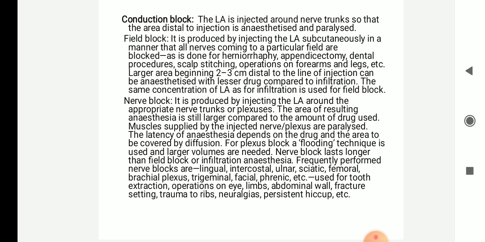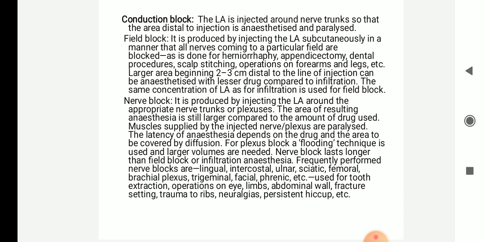It is produced by injection of local anesthetic around the appropriate nerve trunks or plexus, that is where many nerves come and join together and again branch off. That is called a plexus. The area of resulting anesthesia is still larger when compared to the amount of drug used. Muscles supplied by the injected nerve or plexus will be paralyzed, and the latency of the anesthesia depends upon the drug and the area to be covered by diffusion. For a plexus block, a flooding technique is used and a larger volume is needed. Nerve block lasts longer than field block or infiltration anesthesia.